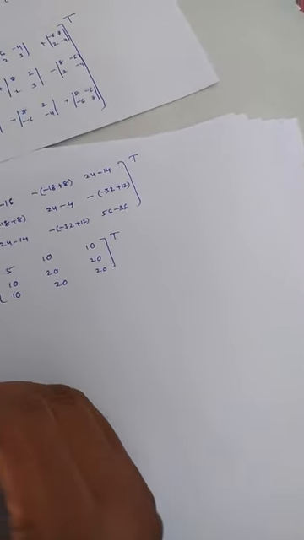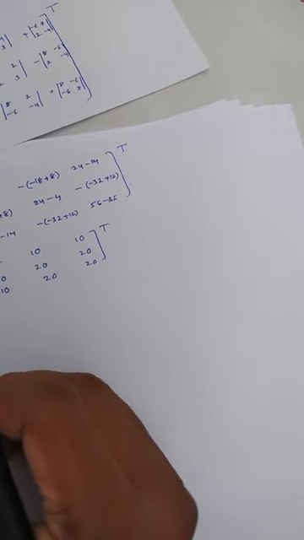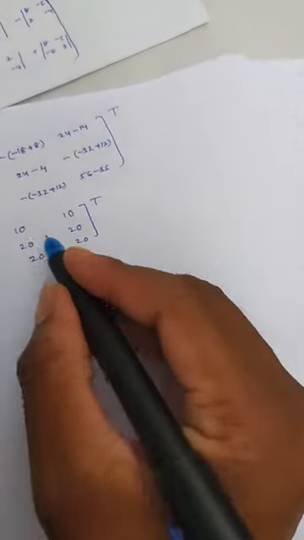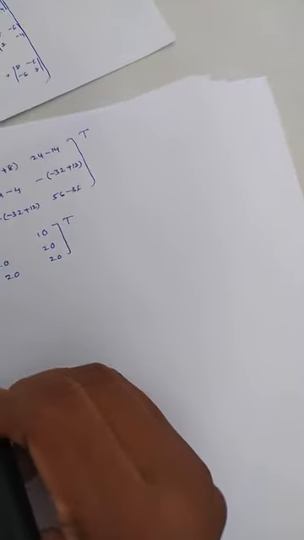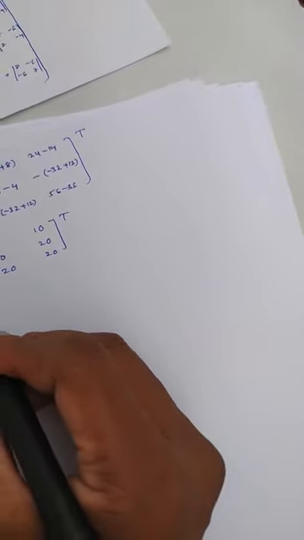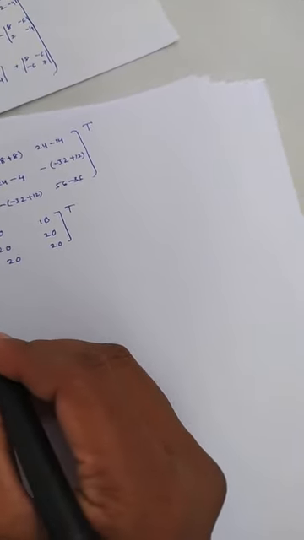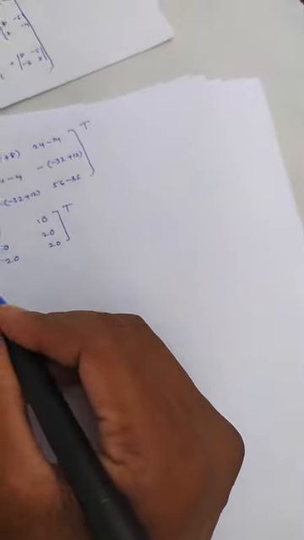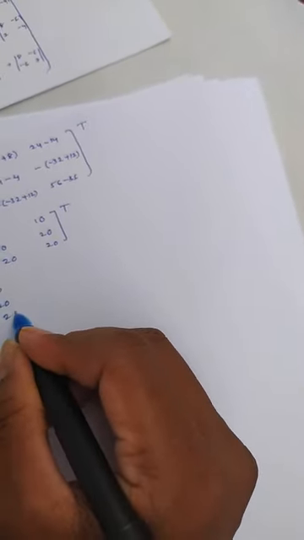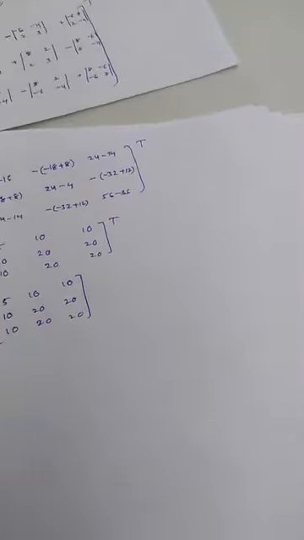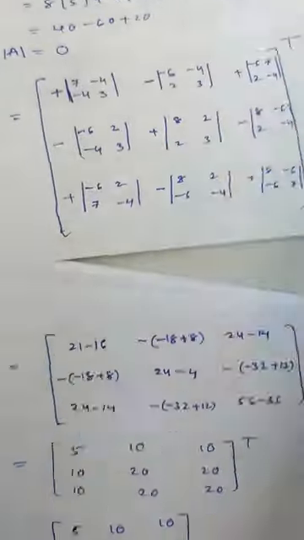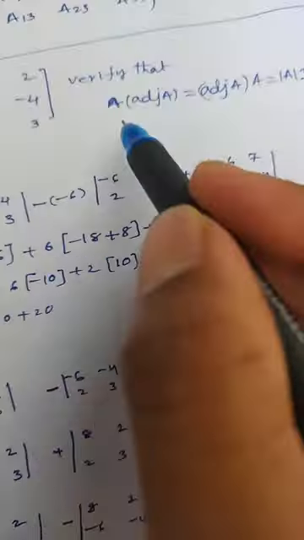Right? Now adjoint A. Adjoint A is by transposing it. Transpose means change the rows as columns or columns as rows. So first row I am changing as column, 5, 10, 10. Second row 10, 20, 20. Third row 10, 20, 20. Now this is the adjoint of given matrix. Now I got adjoint of A and already I found determinant A. Now I am going to verify this result.